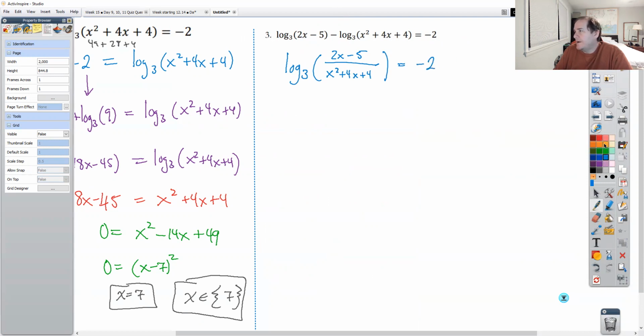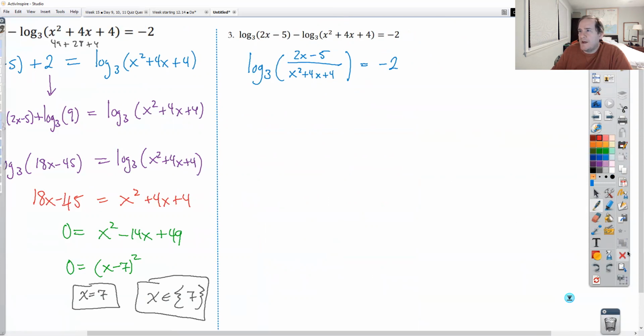That's fine. What you have now is different. Instead of like what we had over here where we had log equals log and we canceled the logs, we have a single log that equals a constant, and that's just as good. We can still get rid of the log by converting to exponential form. We know that log base 3 of this expression being equal to -2 means that 3 to the power of -2 is equal to this expression.